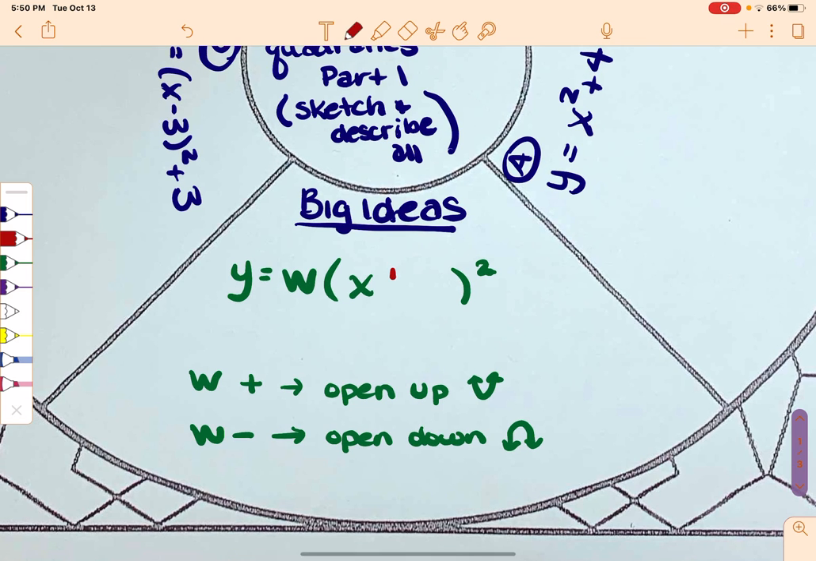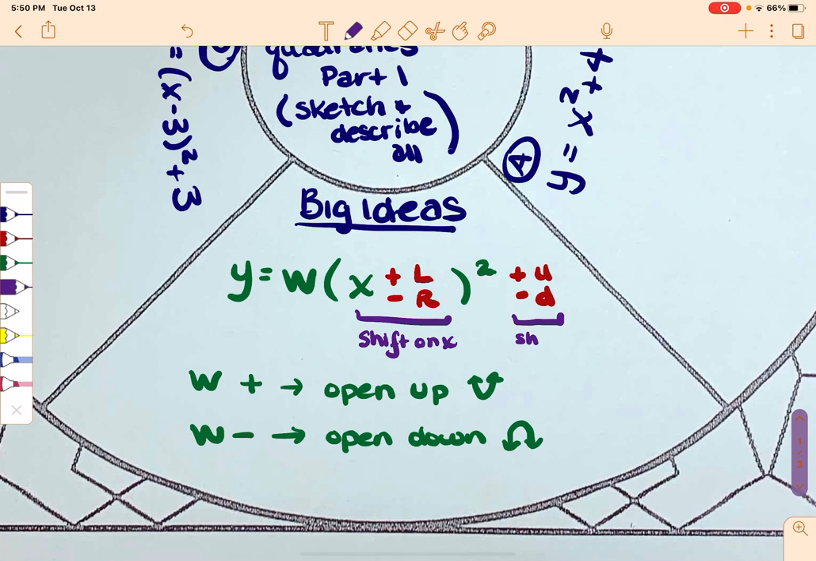Okay, now there's some other pieces as well I want to make sure that you know. If x inside of here has plus a number, that means it's going to go left, whatever that number is. If it's minus, it's going to go to the right. So everything that's in here has to shift on the x-axis. Now in the end, if you go plus a number on the end, it's going to go up. If it's minus, it's going to go down. So this shift down here is all on the y-axis. So this is a shift on the x. This is a shift on the y.